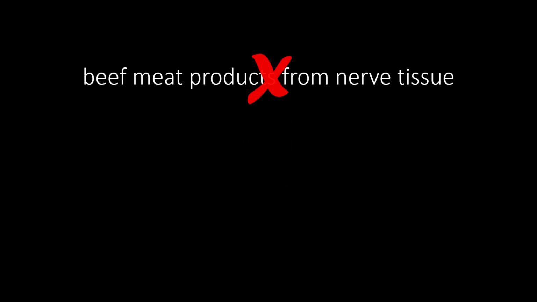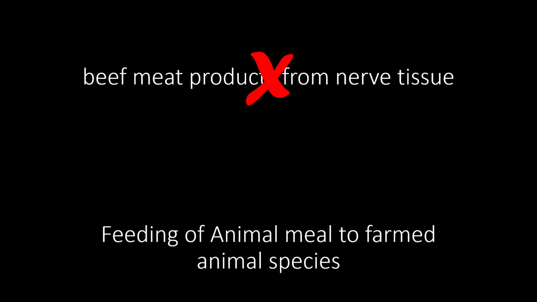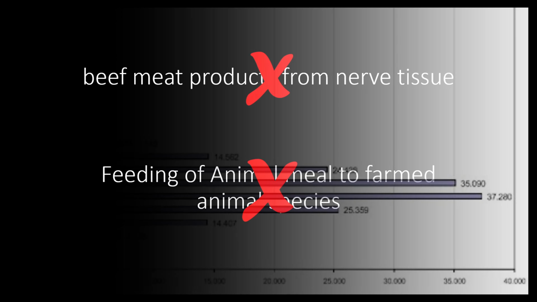The Creutzfeldt-Jakob disease is not curable and always ends in death after a short time. How long it takes after infection for the disease to break out is not fully understood yet. For those suffering from the disease, there is no general therapy, which is why they need to be treated symptomatically. To protect yourself from Creutzfeldt-Jakob disease, you should avoid beef from nerve tissue, like cattle brain. In addition, the feeding of animal meal to farmed animal species is banned.